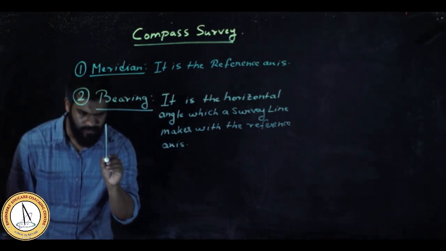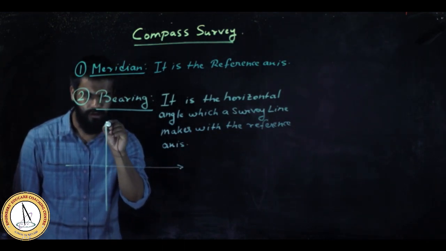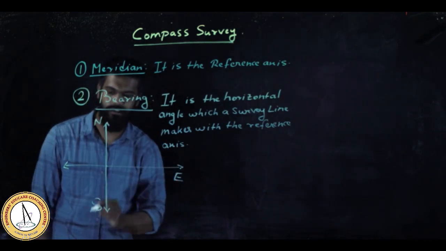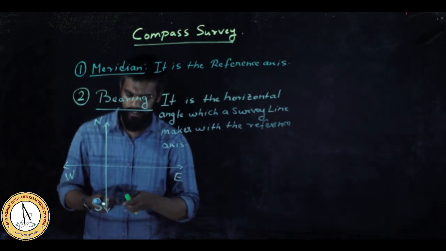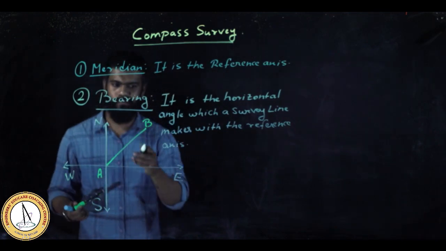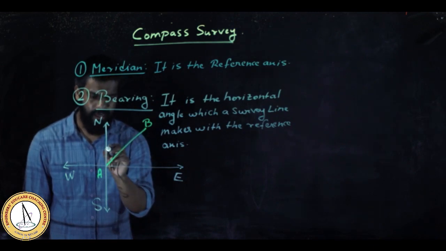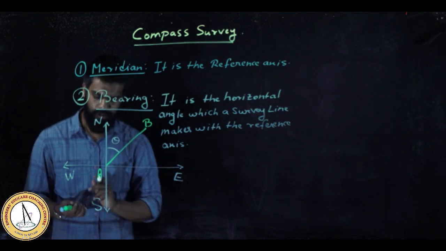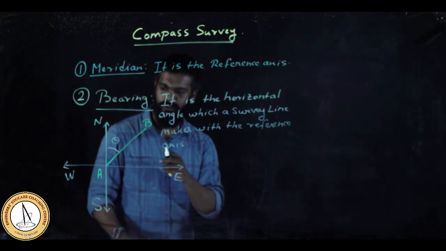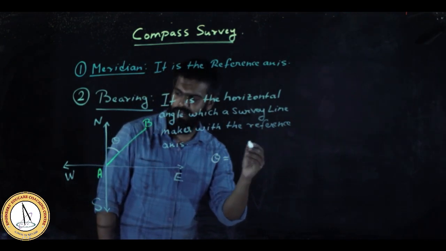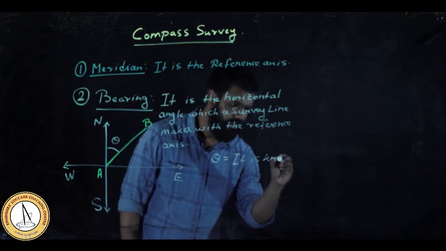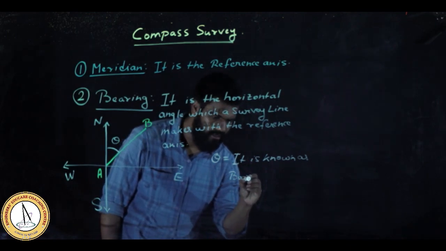So consider this figure here. Let us say this is my quadrant and this is north, this is south, this is east and this is west. And let us say that this is my survey line. This is my survey line A and this is B. So this survey line AB is making, let us say, an angle of theta with the north-south line. So this north-south line, we consider it as the meridian in surveying. So this angle theta which the survey line AB is making with the meridian is known as the bearing of the survey line AB.